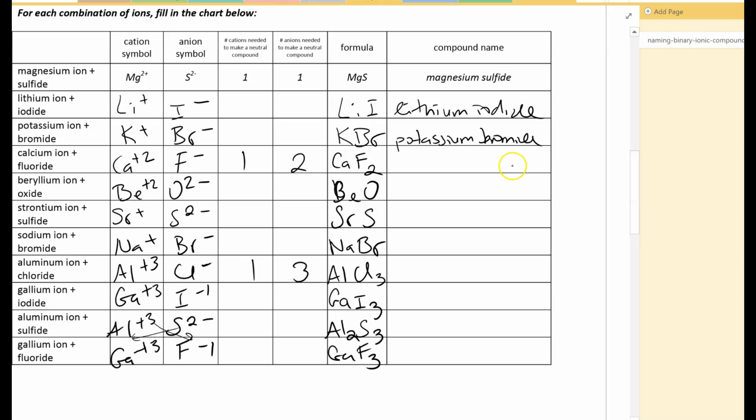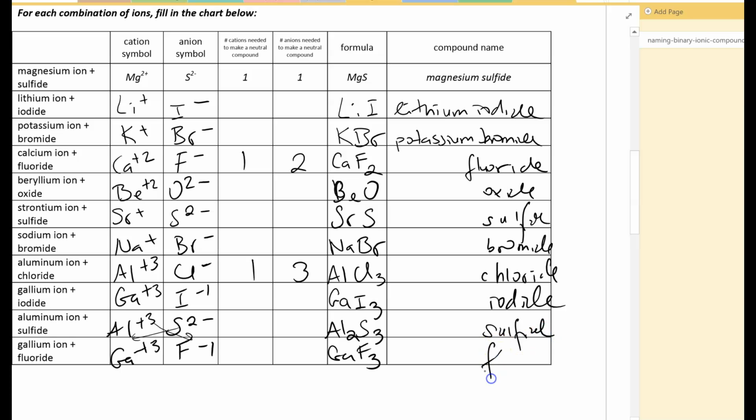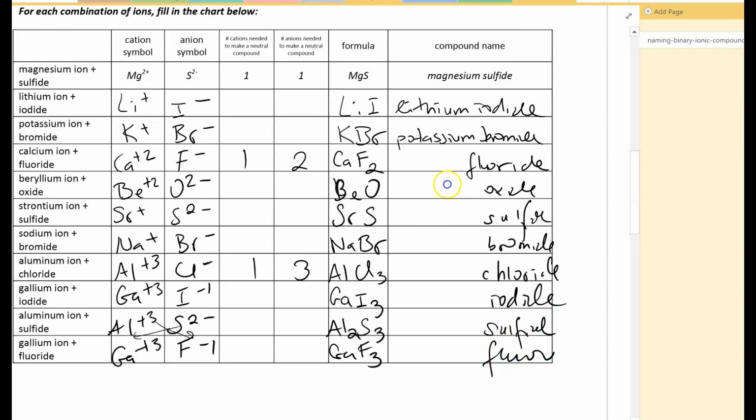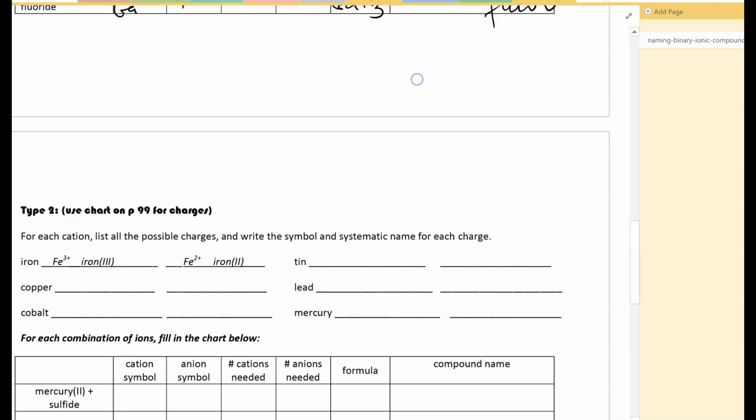Okay, so all the endings are -ide. So this becomes fluoride. This becomes oxide. This becomes sulfide. This becomes bromide. And then you have chloride, iodide, and sulfide and fluoride. So the metals don't change their names.